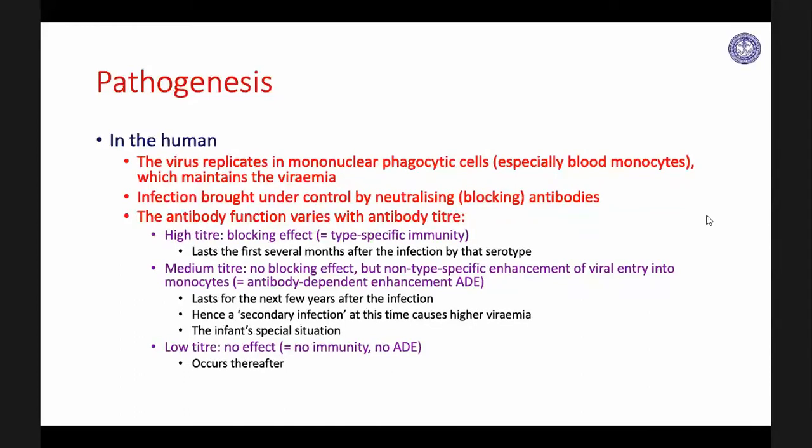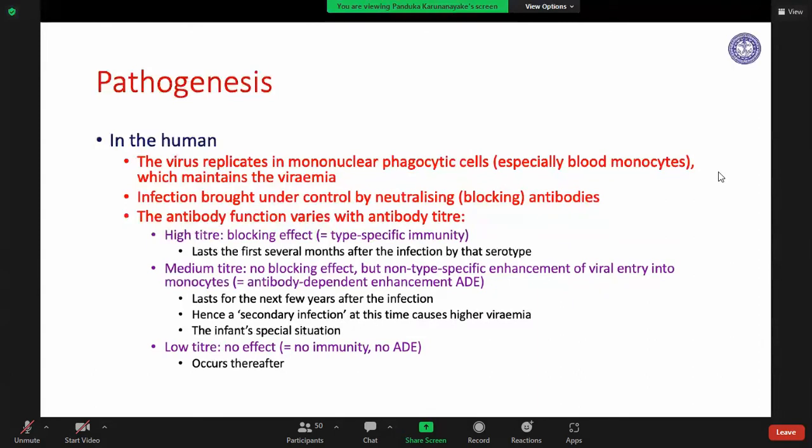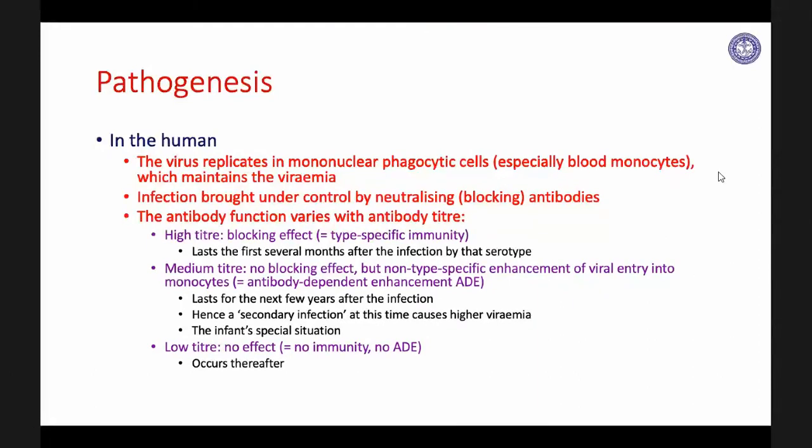The antibody's function varies with the antibody titer. Now, when the titer is very high, it has the blocking effect, which I told you about, and therefore it produces type-specific immunity. What I mean by type-specific immunity is that the dengue virus has four serotypes, called dengue 1 to dengue 4. Some people believe that there's a fifth serotype also, but that is not well established yet. So DEN 1, DEN 2, DEN 3, DEN 4, that's how they are named.